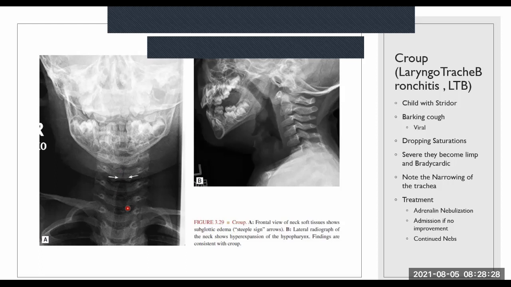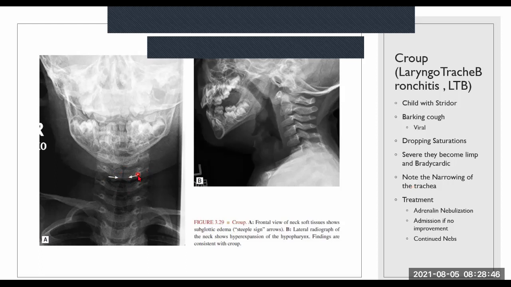You don't have to remember the name of it. I'm just explaining to you what it is, all right? So this narrowing is what's causing the problem. Got it. Okay. So essentially the child can't breathe through there. So they become more and more desaturated. They have worse and worse respiratory distress. Eventually they start dropping their saturation.